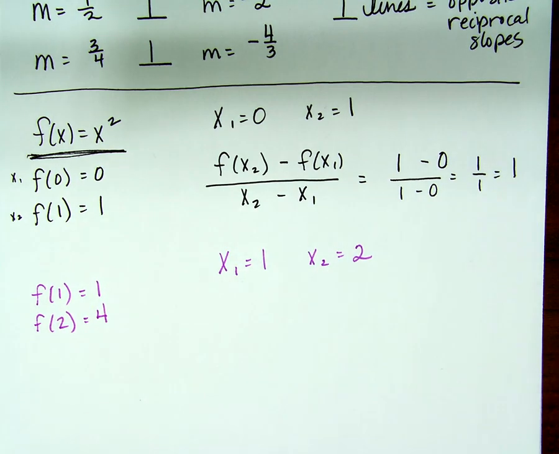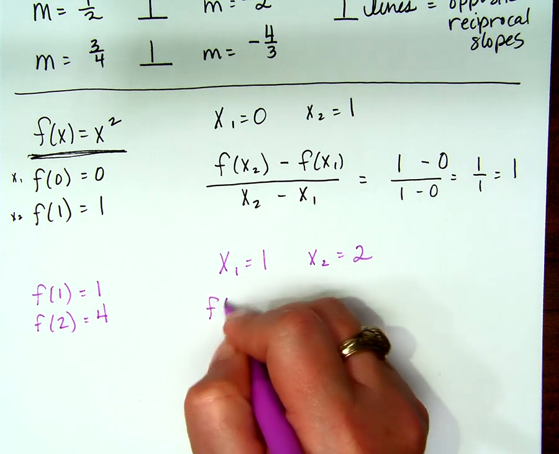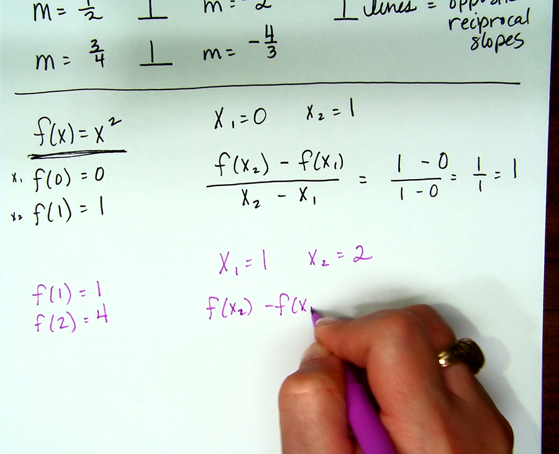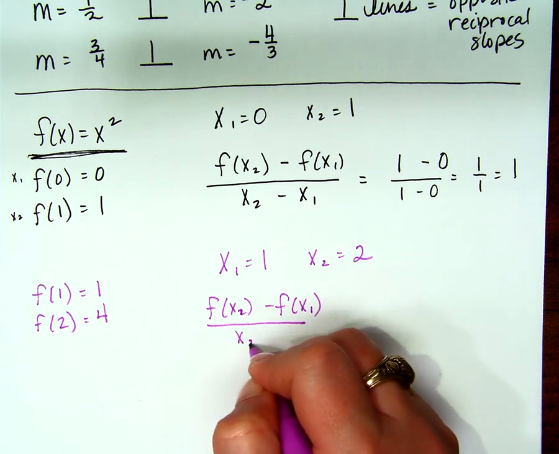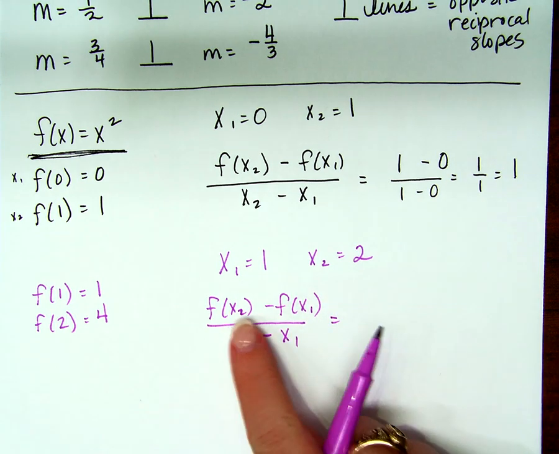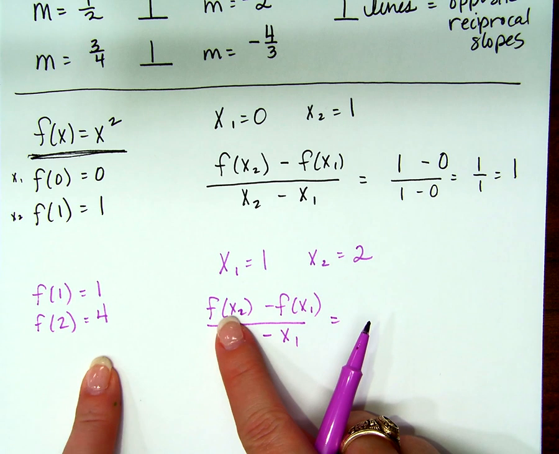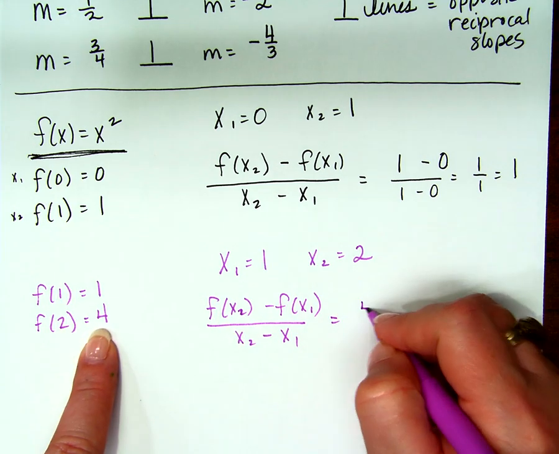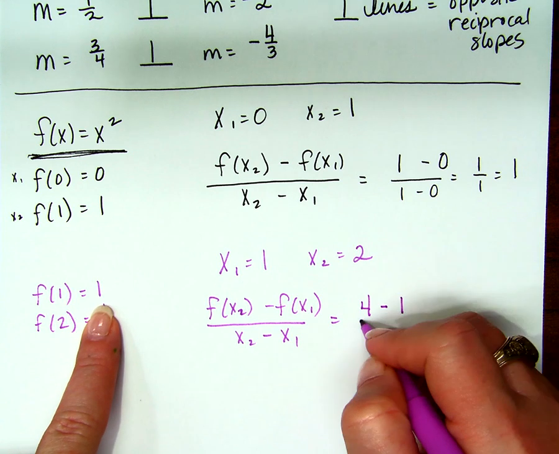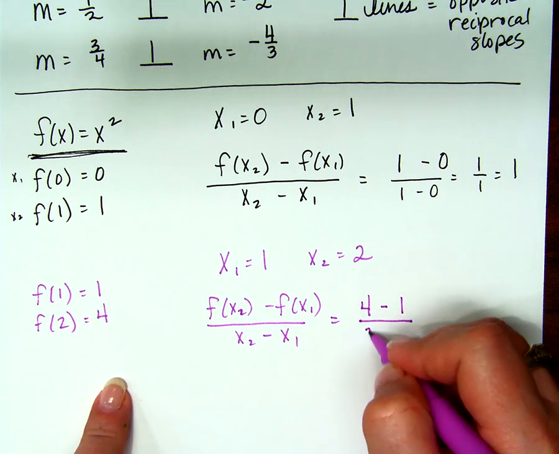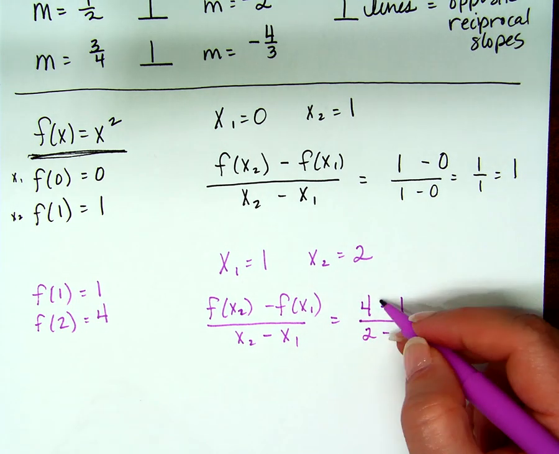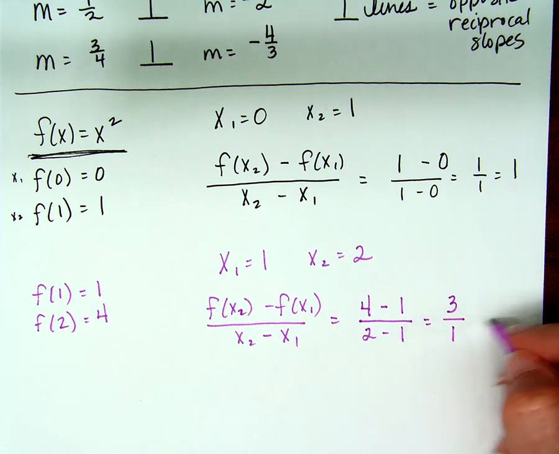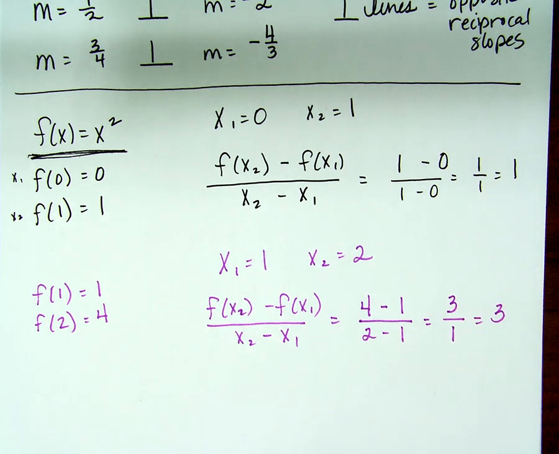Okay? So if I use the same formula, f of x sub 2 minus f of x sub 1 over x sub 2 minus x sub 1, plug in what you know. What's this one right here? That was 2, so that's this bottom one here, so that's a 4, minus 1 over x sub 2 is 2, x sub 1 is 1. So 4 minus 1 is 3, 2 minus 1 is 1, so that is 3.